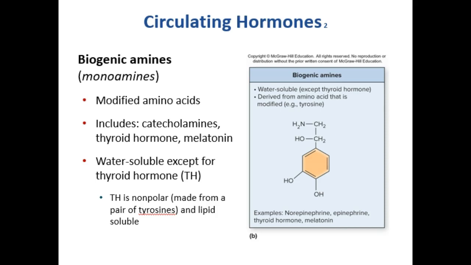Now, there's one exception to this rule that I want you to know. We have one type of hormone, the thyroid hormone, that is really made up of a pair of monoamines, or a pair of biogenic amines, or I should say two amino acids. That's the only exception, the thyroid hormone. All the other hormones I have listed here are made up of one amino acid.